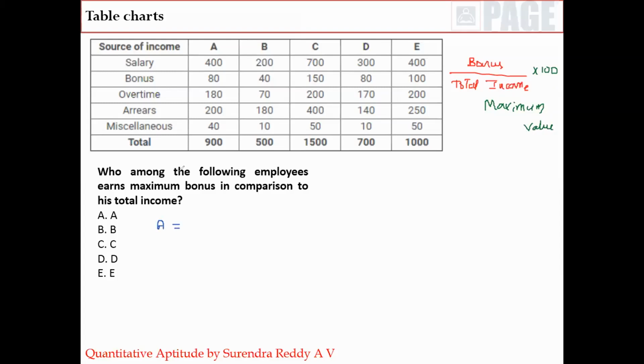For person A, what is the bonus? It is 80 rupees. What is the total income? It is 900 rupees. So it is 80 by 900 into 100. This is the percentage of bonus obtained out of the total income. Two zeros cancel. 80 by 9 is approximately 9%. 9 nines are 81, right? Approximately 9%. How do you do the calculation for B?